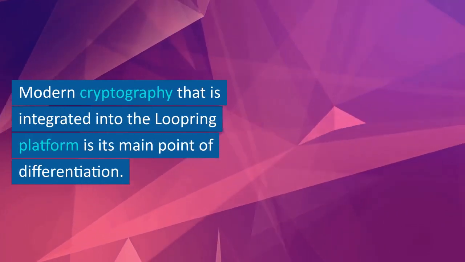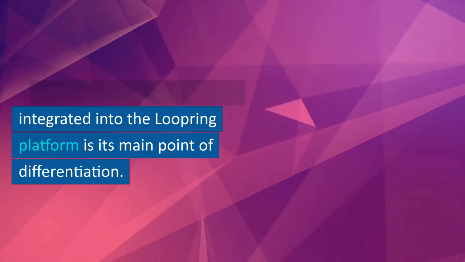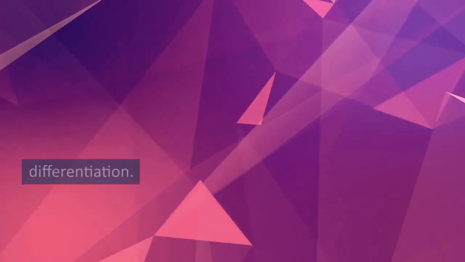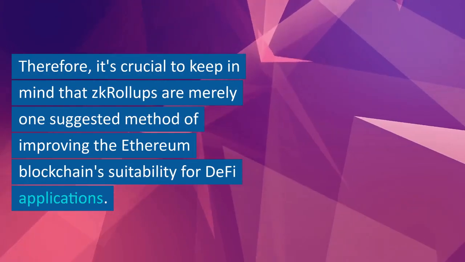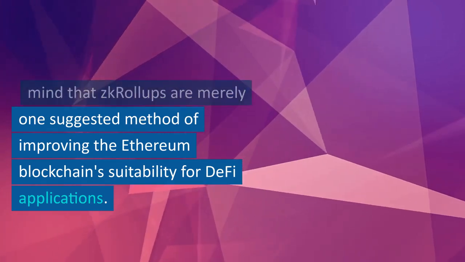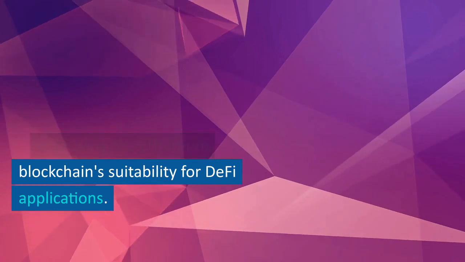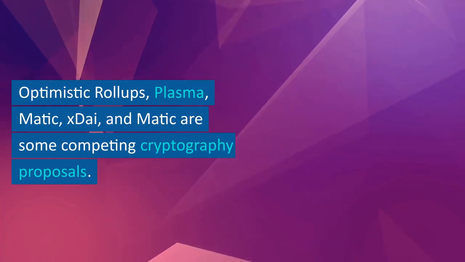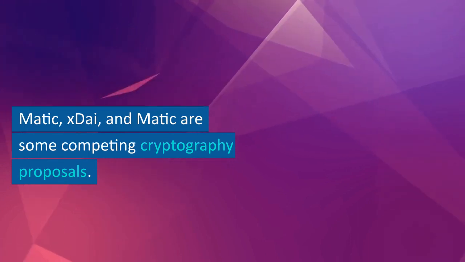How does it work? Modern cryptography that is integrated into the Loopring platform is its main point of differentiation. Therefore, it's crucial to keep in mind that zkRollups are merely one suggested method of improving the Ethereum blockchain's suitability for DeFi applications. Optimistic rollups, Plasma, Matic, and xDai are some competing proposals.